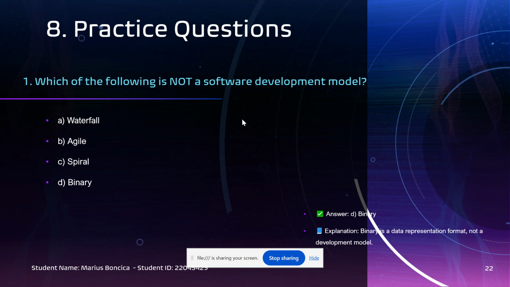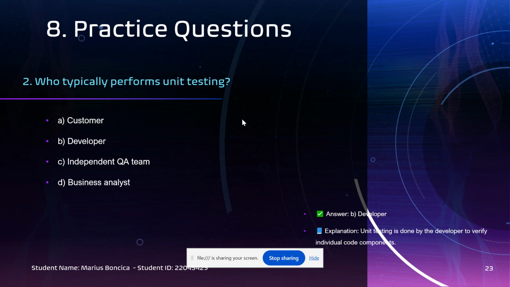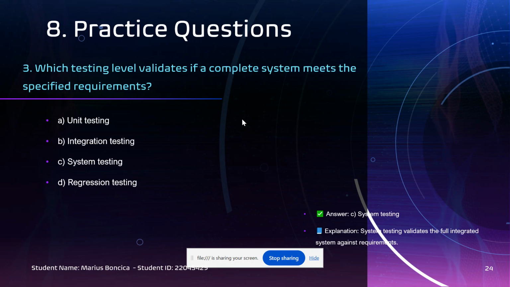The correct answer will be D, binary, because binary is a data representation format, not a development model. Waterfall, agile, and spiral are development models. Question 2. Who typically performs unit testing? A. Customer, B. Developer, C. Independent qualified team, D. Business analyst. The answer is developer, because unit testing is done by the developer to verify individual code components.